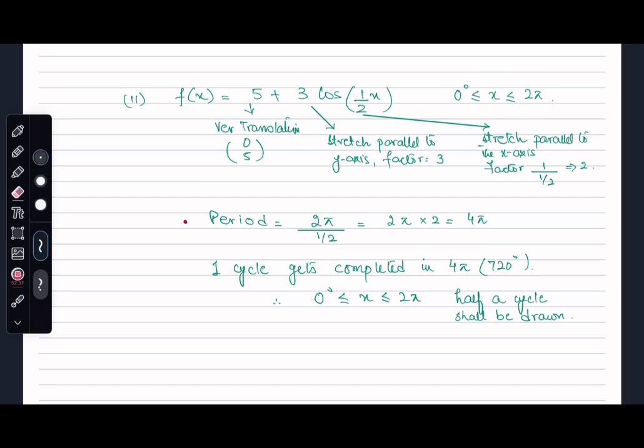And with respect to the given domain, what I see here is that it is from 0 lesser or equal to x, which is lesser or equal to 2 pi, meaning from 0 to 2 pi, just half a cycle shall be drawn here. And then the next step is to get the interval.